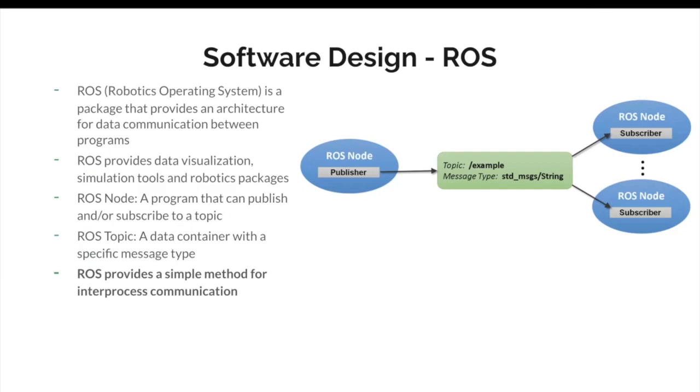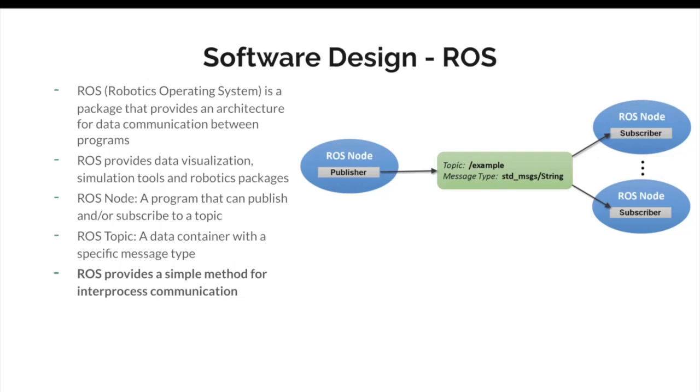So what is ROS? ROS is Robot Operating System, and it's really an architecture for data communication between programs. You can imagine that we're running a lot of programs, and we have a lot of data we want to share between them. ROS provides a pretty easy way for inter-process communication between these programs. It also includes some data visualization tools and simulation tools.